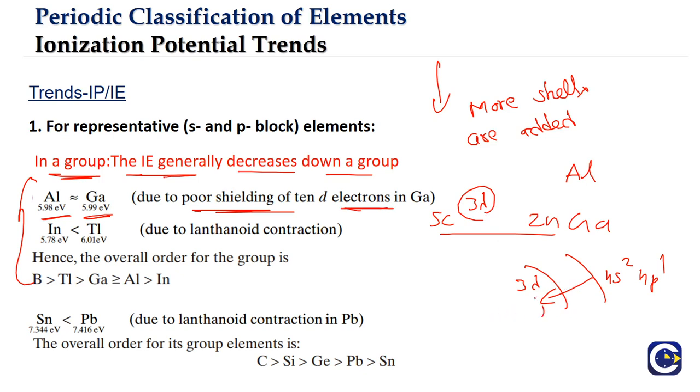Since the nucleus is attracting the outermost electrons more strongly because of the poor shielding effect of 3d electrons, as a result, even in the radius case we talked about it, the fourth orbit will come almost as close as the third orbit of aluminum. For a similar reason, since the outermost electrons are coming under more influence of the nucleus, the ionization energy value also will be almost close to aluminum.